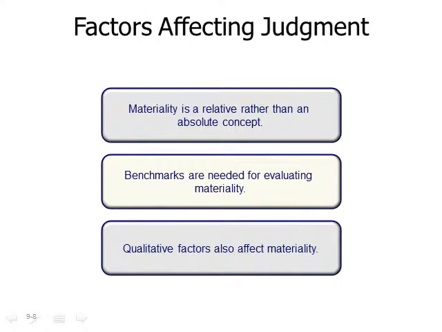And when we talk about the factors affecting judgment around whether an amount is material or not, we have to keep in mind that material is a relative concept, not an absolute concept. So we cannot say that because an account balance is misstated by $10,000 or $100,000 that it is a material misstatement. We have to interpret that relative to other conditions surrounding that account. We need benchmarks in order to evaluate our materiality, and a lot of qualitative factors also impact materiality.